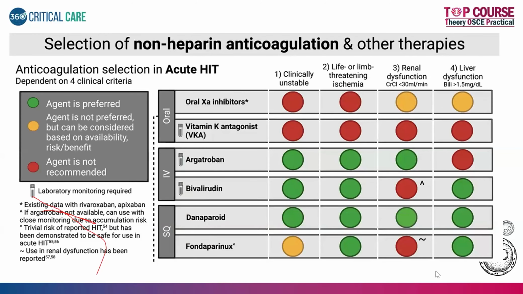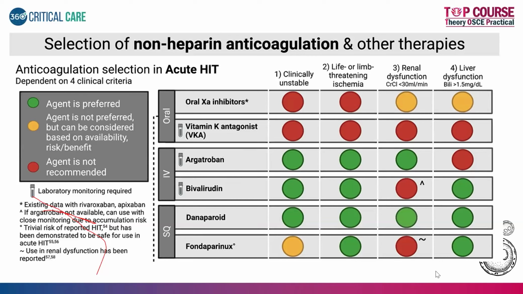Coming to choosing the anticoagulant. I kept telling you stop heparin, start something other than that, right? So what are the options that we have? We have oral Xa inhibitors, vitamin K antagonists, argatroban, bivalirudin, danaparoid, and fondaparinux. The route of administration is also given. So how do we choose the non-heparin anticoagulation? It depends on the liver dysfunction, renal dysfunction, and the clinical stability of the patient.